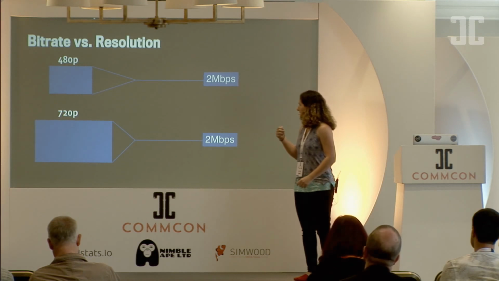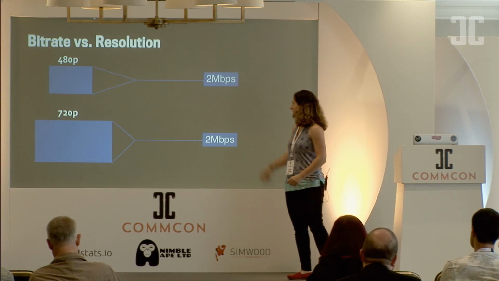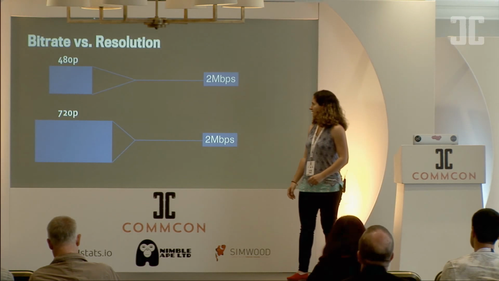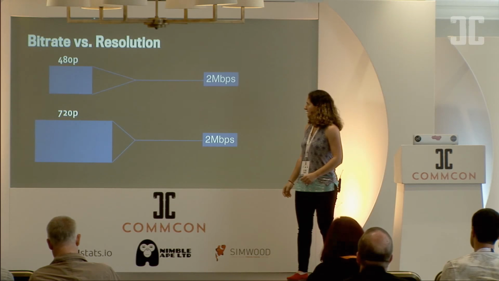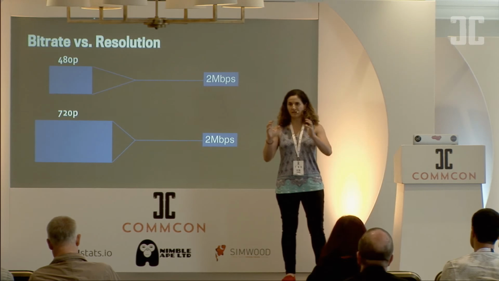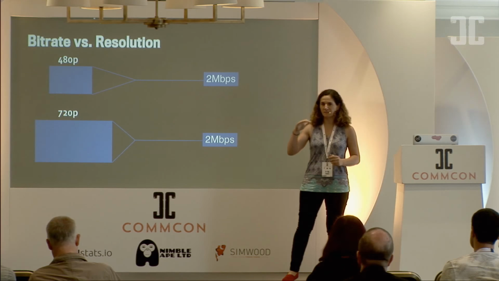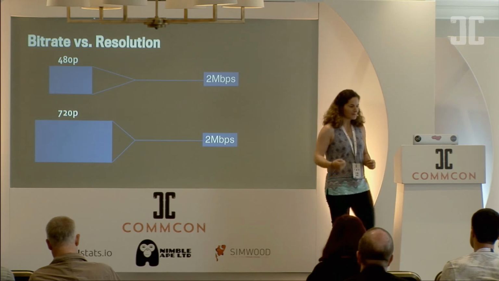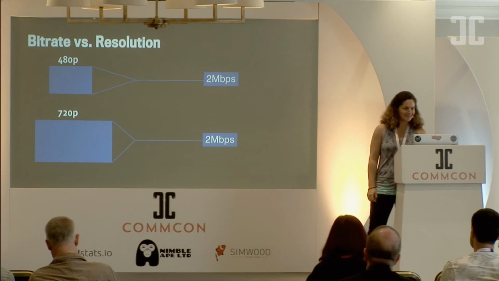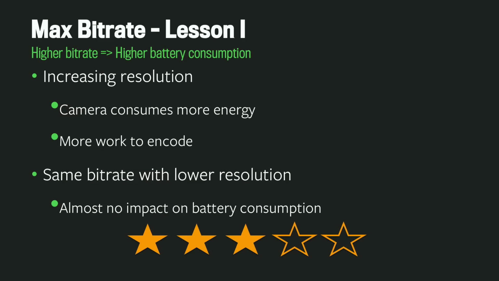Let's say that we are capping the bitrate to 2 megabits per second. If we cap the bitrate and just try to increase the resolution, now the encoder needs to do more work in order to hit this bitrate cap. More work means more CPU. So this is what we saw in our experiment.